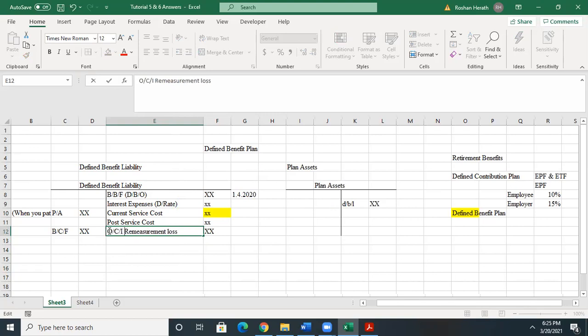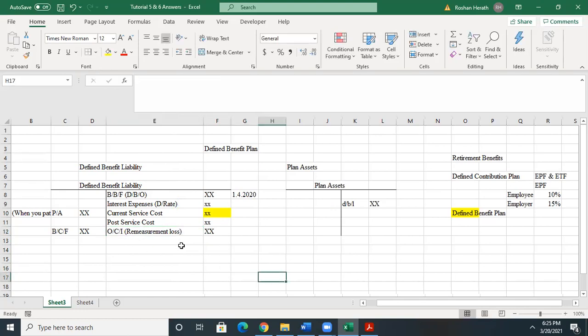OCI, right. So this is basically the defined benefit liability component. At the beginning of the period you have this defined benefit liability outstanding amount at the present value. You may be paying them at the point of retirement. Say there are 5 years or 10 years for a particular employee to retire. To keep it simple, let's assume a particular employee, then you may have to pay this benefit in 10 years' time. So therefore you need to look at what must be the benefit at that point in time.